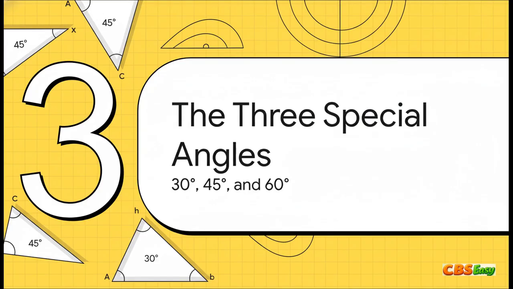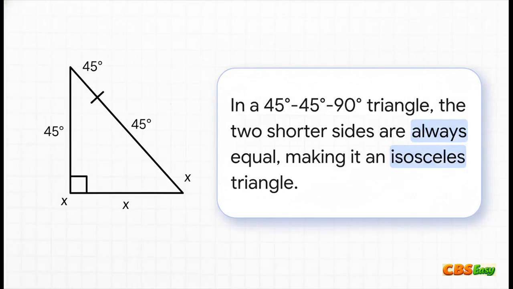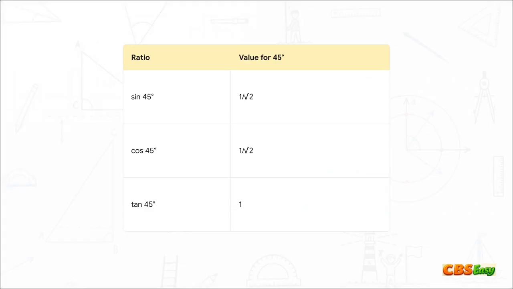So let's master them. The 45-degree angle is unique. In a right-angled triangle, if one of the sharp angles is 45 degrees, what does the other one have to be? Also 45 degrees. And that means the triangle is isosceles. The 2 shorter sides, the opposite and the adjacent, are exactly the same length. And because those 2 sides are equal, look what happens to the ratios.